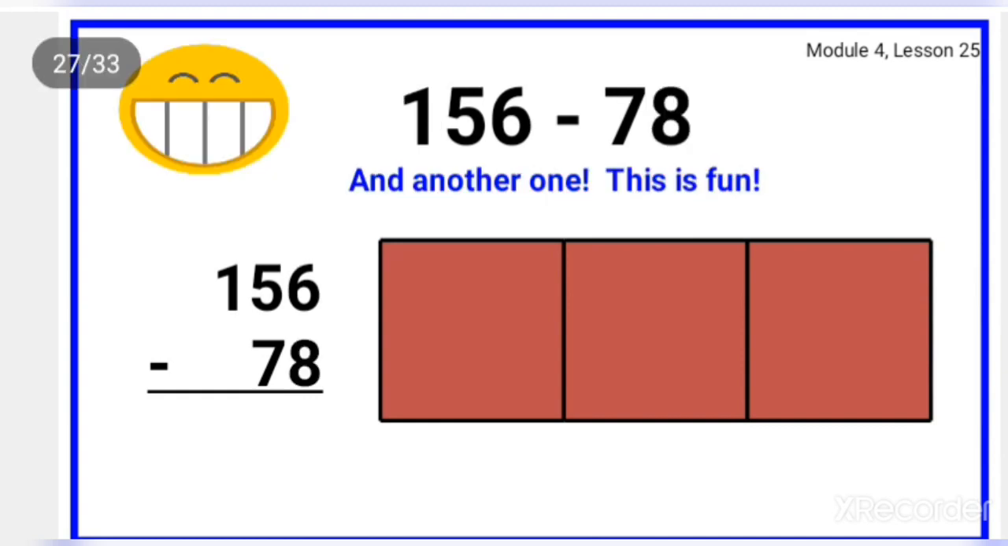And again, 156 minus 78. Can I take away 8 from 6? No. 6 is too small. 8 is too big. What do we do? Go to the tens. Decompose 1 ten and bring it to the ones. 1 ten added to my 6 ones becomes 16. 16 minus 8 will give me 8.